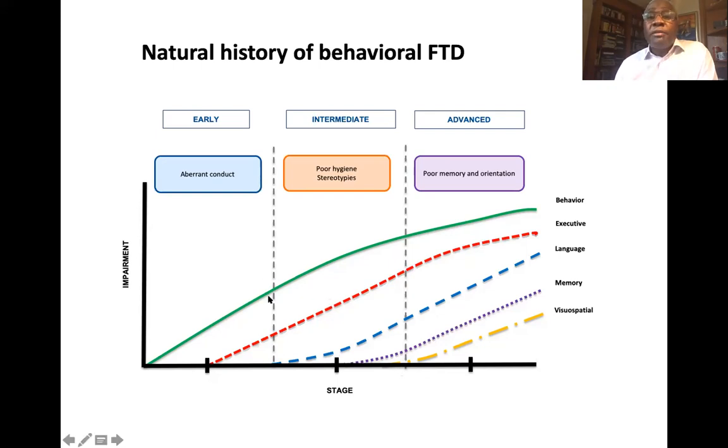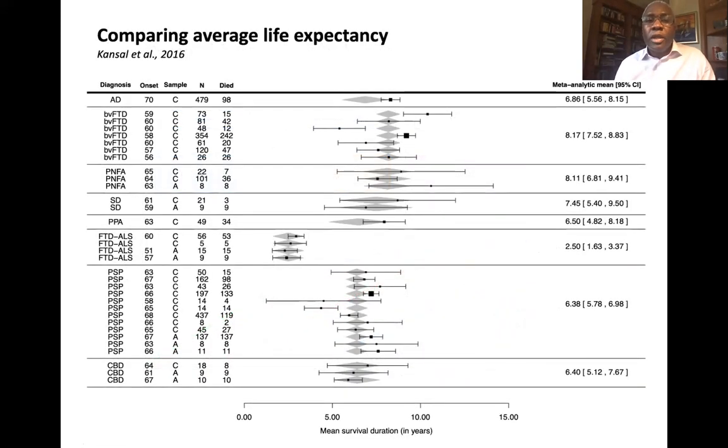Now, the order can be changed. So for some people, it's executive dysfunction before behavior. For many people, it's language first. These things then progress together. Understanding this is important for diagnosis, as I will get to a bit later. What's a life expectancy? I've often been approached by people who ask me, is it true, for example, that frontotemporal dementia progresses faster than Alzheimer's disease?